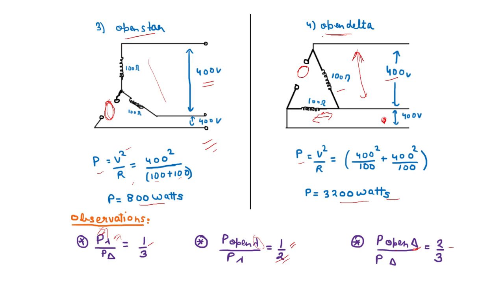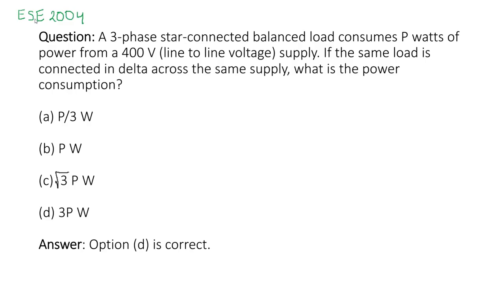So this is a basic observation. You can even remember this observation. So by solving this, we know the difference between this star, delta and open delta, and how the powers are changed by changing the connection. Okay, so now we will see this question from ESE 2004.